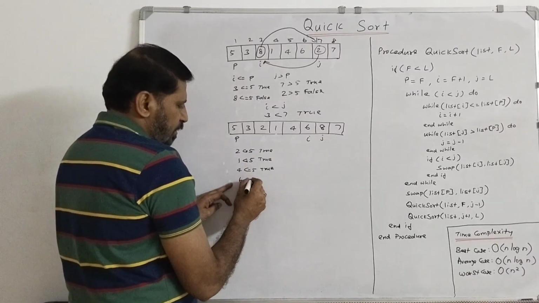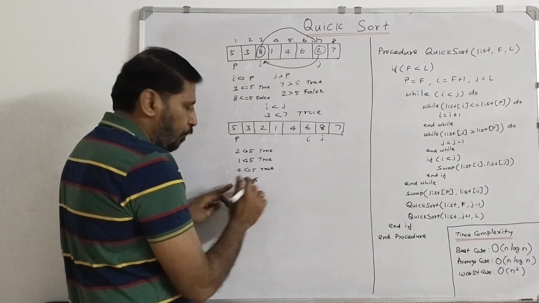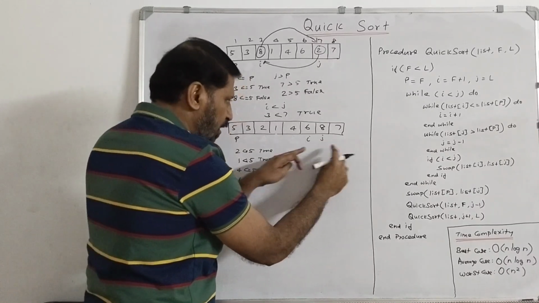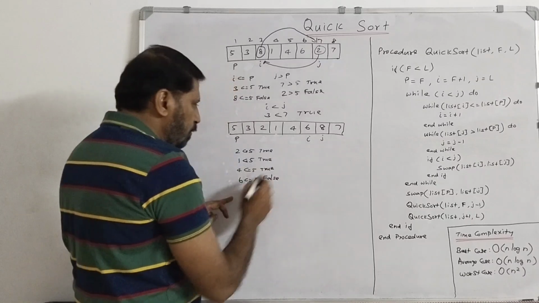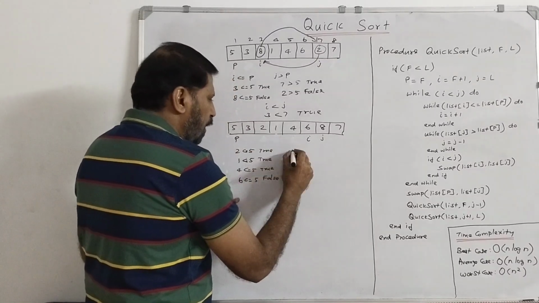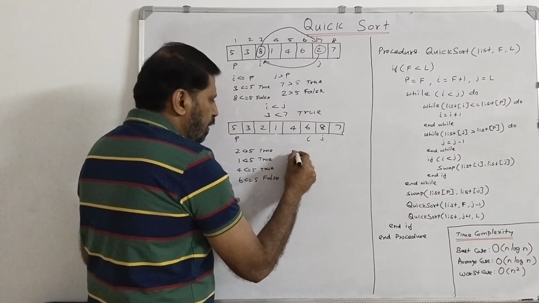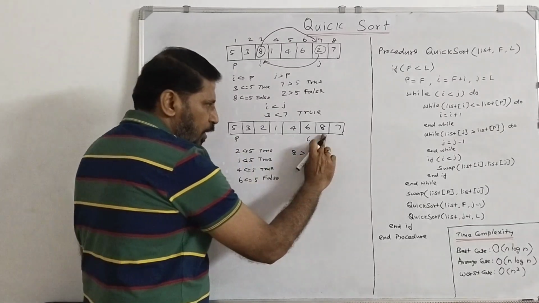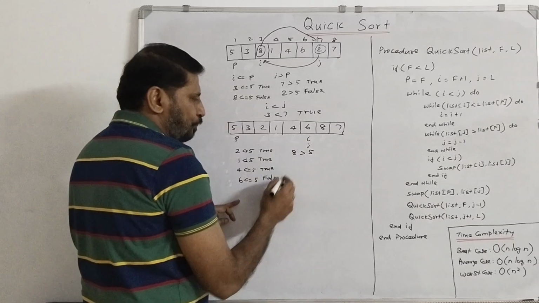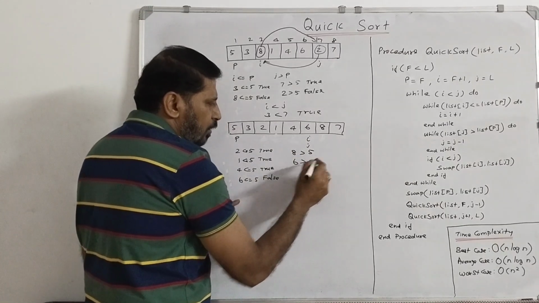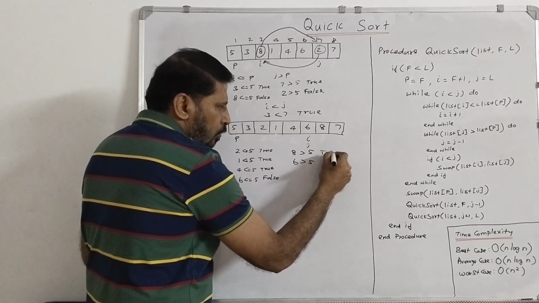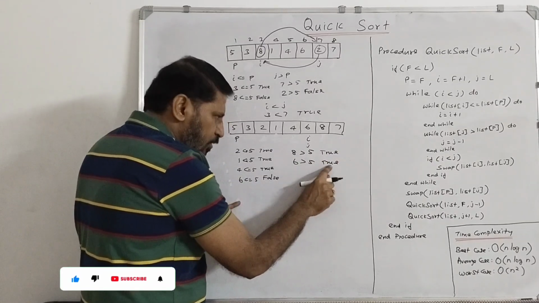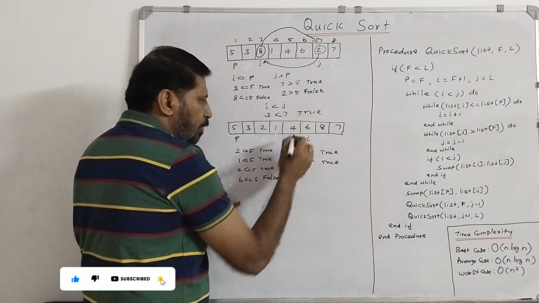Now, 6 is less than or equal to 5? Here the condition is false. If it is false, we go for j. So what is the j value? The j value is 8. I have to check whether j is greater than the pivot value 5. It is true, and true means decrementing j by 1. 6 is greater than 5, yes, true. This is also true, so j is decremented by 1.